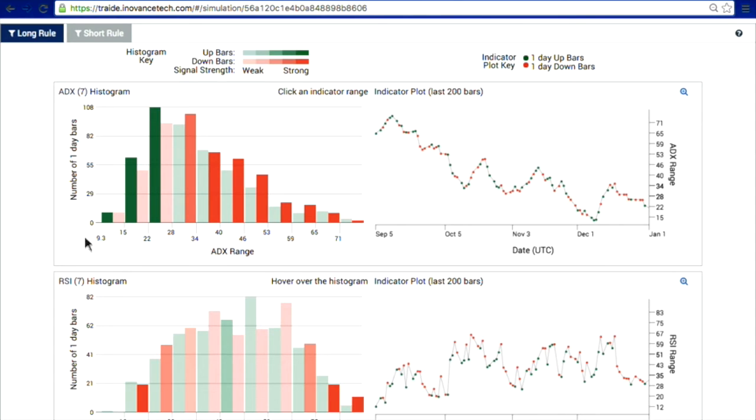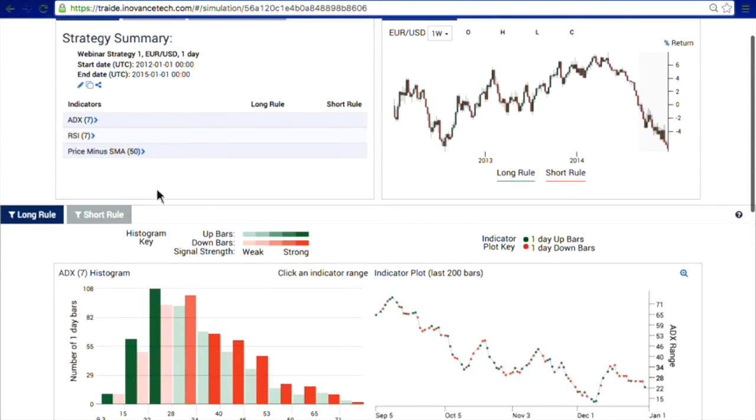Now the histogram on the left is basically showing the culmination of the indicator plot. So we have the ADX range now on the x-axis, and the y-axis is summing up all the bars that closed up. So we can see when the ADX is between 22 and 28, 108 bars closed up, and only 93 bars closed down. What we can also see is the strength of the signal found by TRAIDE's algorithms. So a long signal strength of 100 means TRAIDE's algorithms were able to find a very strong relationship between these ADX values and a bullish price movement.